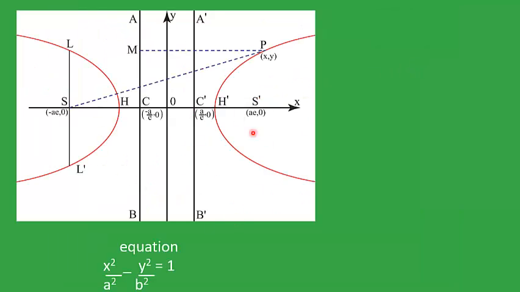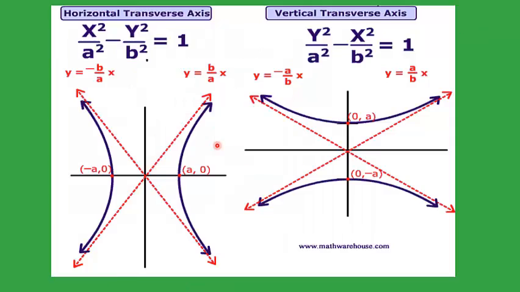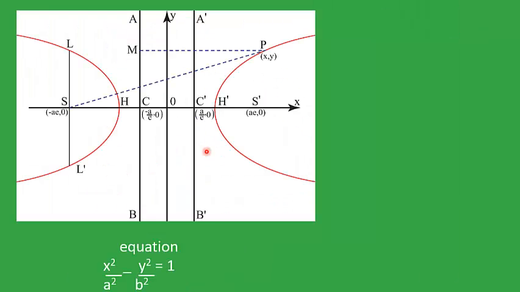In this particular diagram, we'll try to find the general equation of the hyperbola. These are the foci S and S dash, H and H dash are the vertices, and this particular line is the directrix. We generally don't need the directrix in our use of the hyperbola and ellipse.